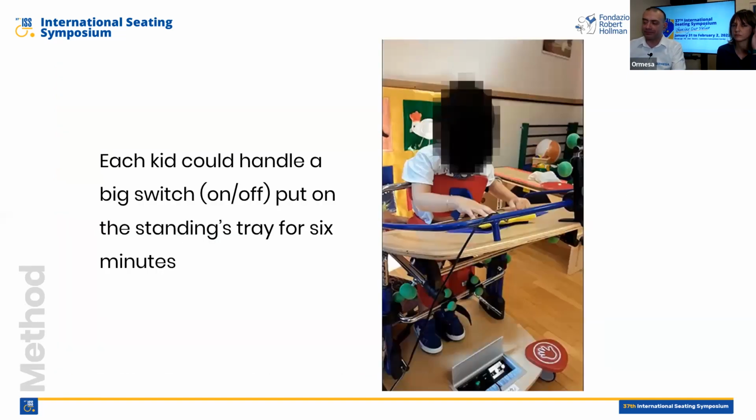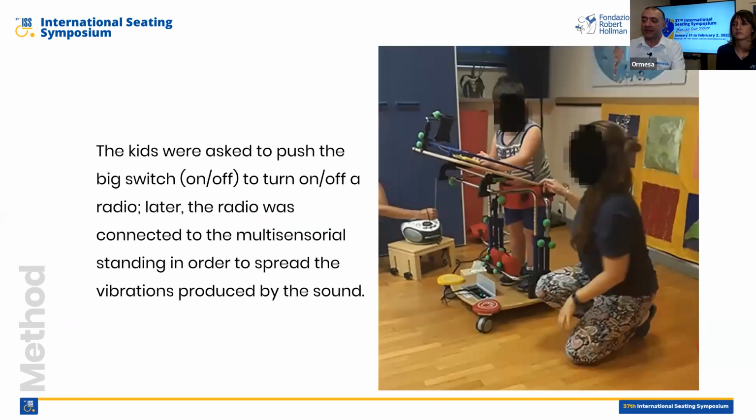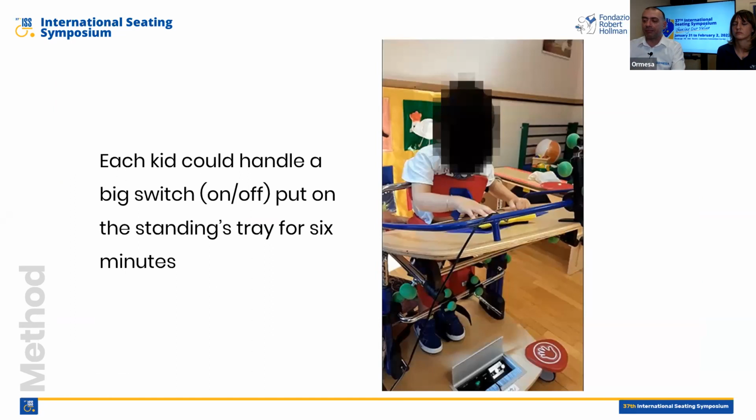What about the method? Each kid could handle a big switch with an on-off possibility put on the standing tray for 6 minutes. The switch was connected to a radio, turning on and off the radio depending on their feelings, of course. If the subjects were unable to press the switch by themselves, we helped and assisted them. We looked at how many times the kids activated the switch, for how long, and how was their compliance.